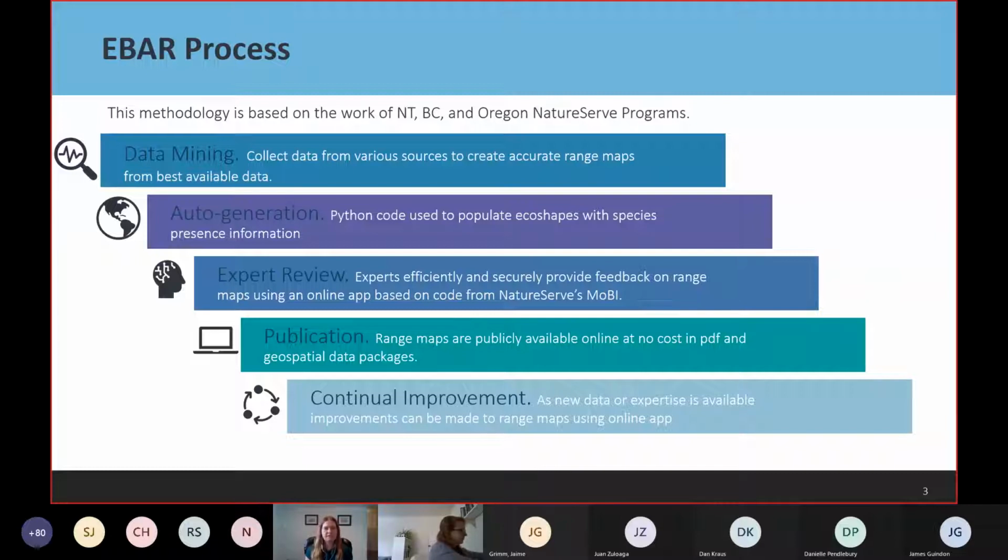Once we were confident that our range maps were accurate, given the current knowledge of that species, we are publishing all of these ranges. They're going to be available online at no cost, both in PDF and geospatial data packages, and I'll provide you with links to how you can access these later on in the presentation. But a key component of the EBAR process is continual improvement. We're hoping that through time, as new data or expertise is available, we can make improvements to the range maps using our existing infrastructure and apps.